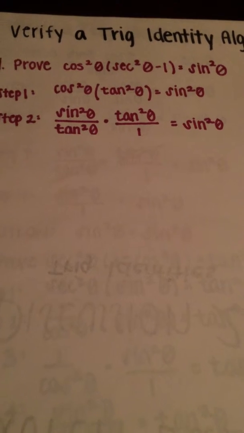Step number 2. Sine squared theta over tangent squared theta times tangent squared theta over 1 equals sine squared theta. Cosine squared theta is a tangent and cotangent ratio identity, so it is equivalent to sine squared theta over tangent squared theta.